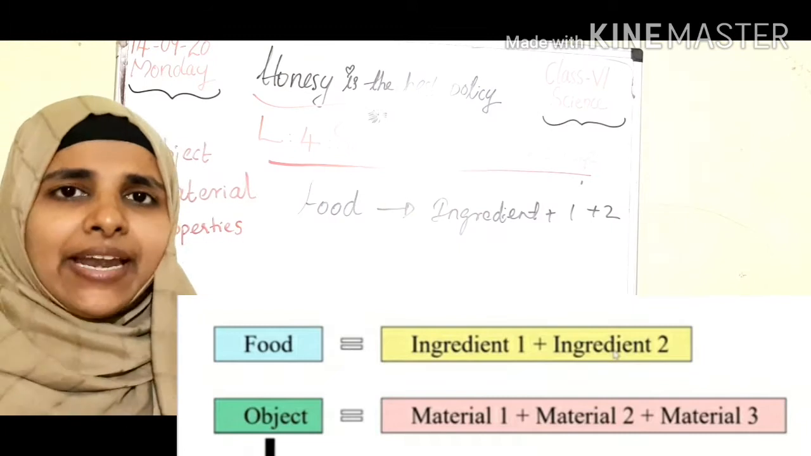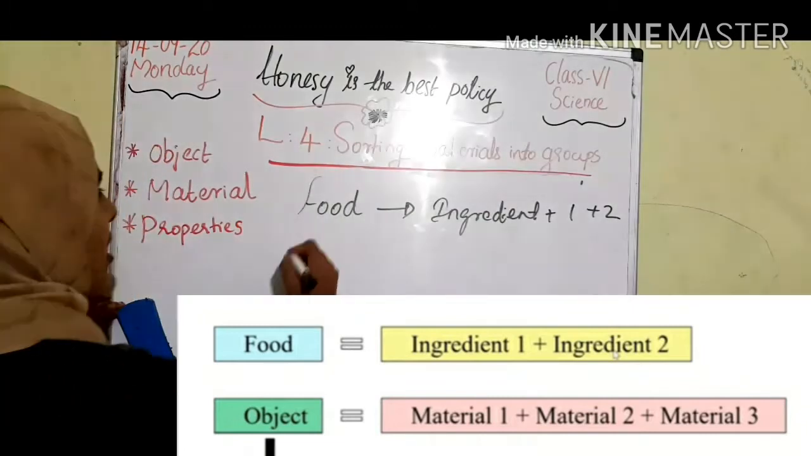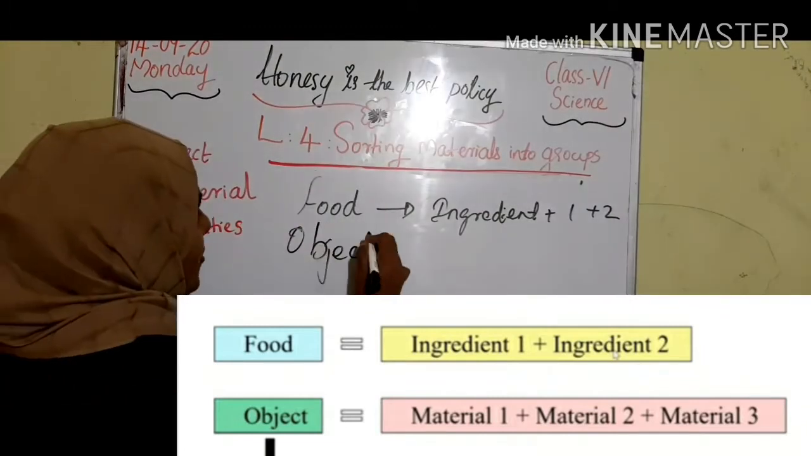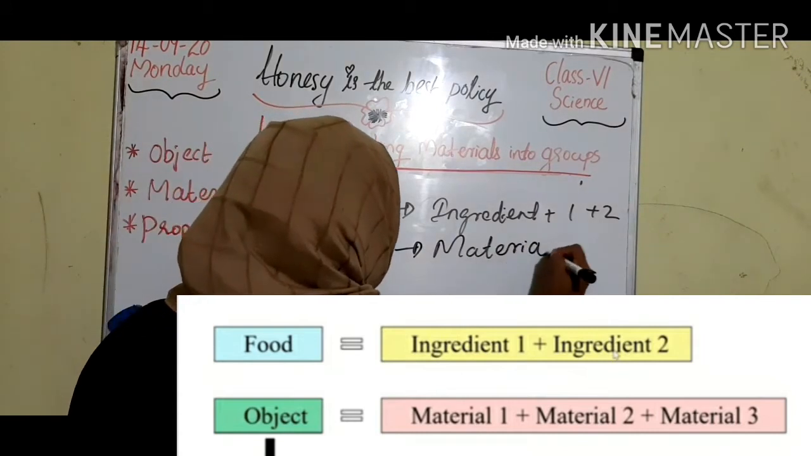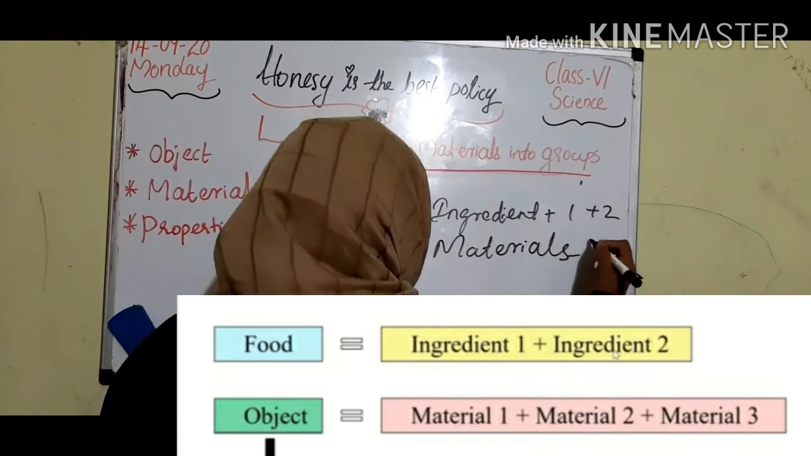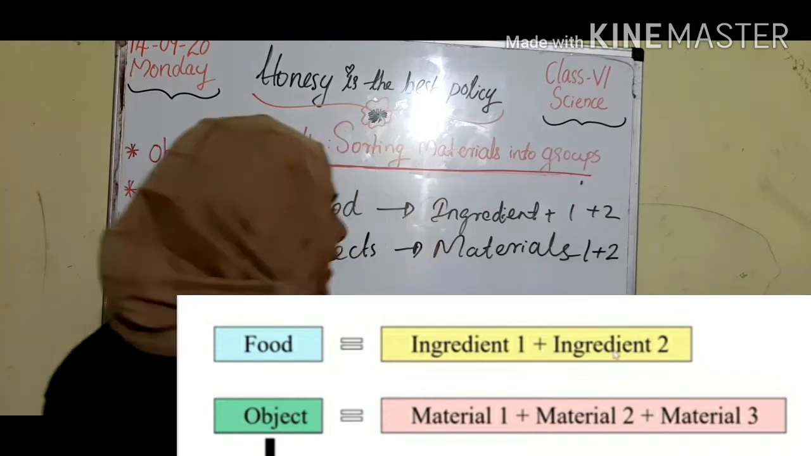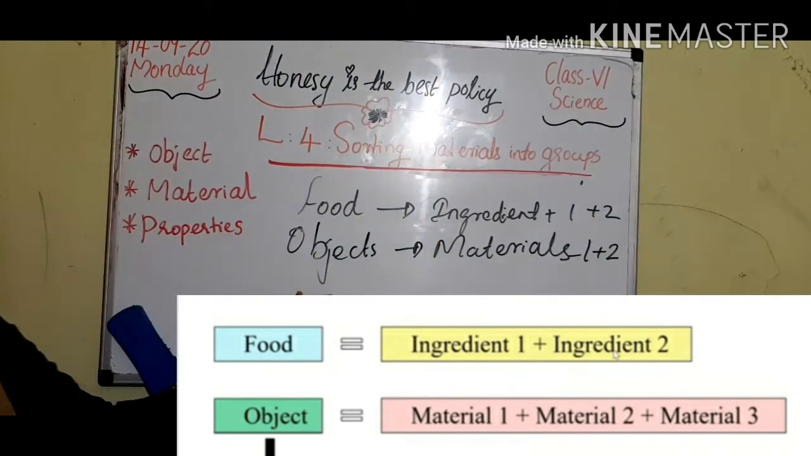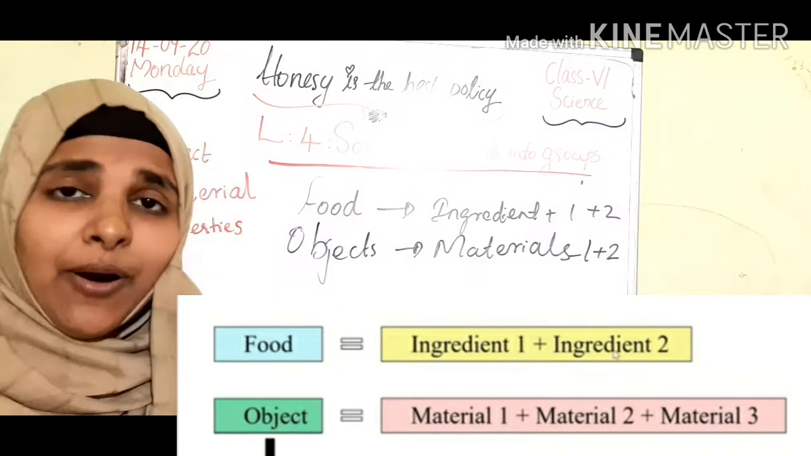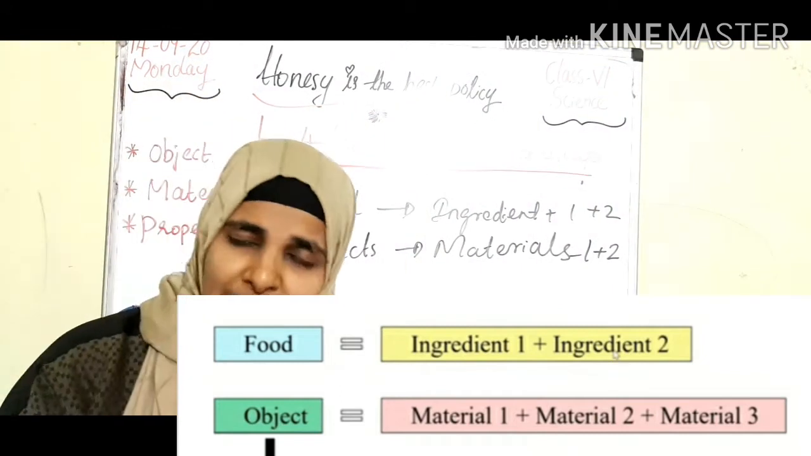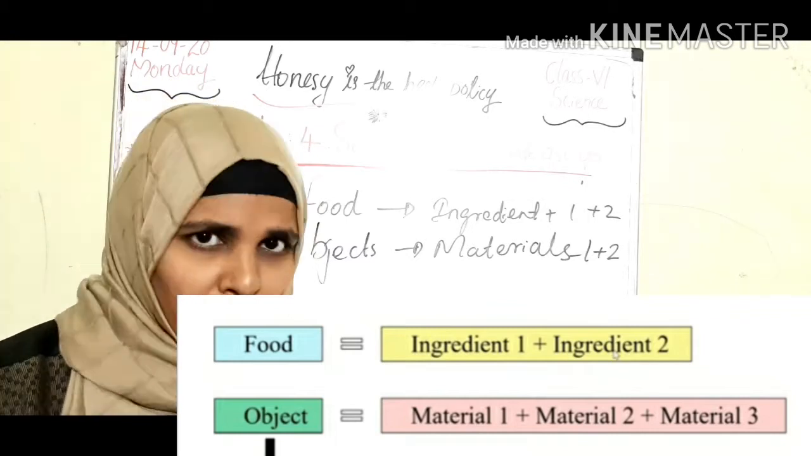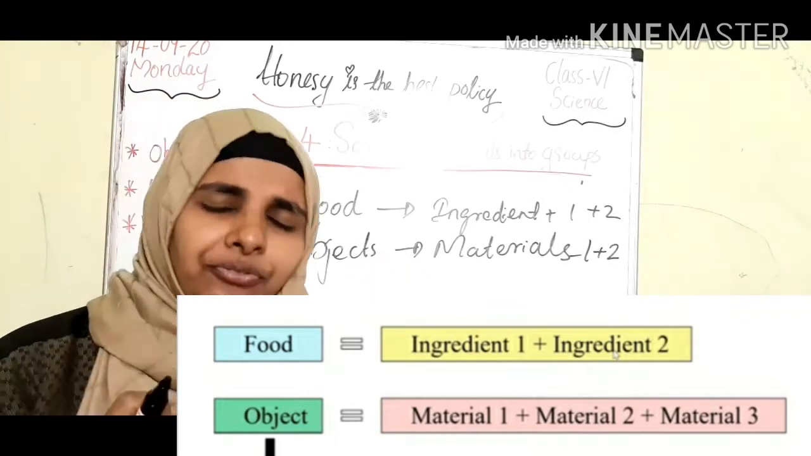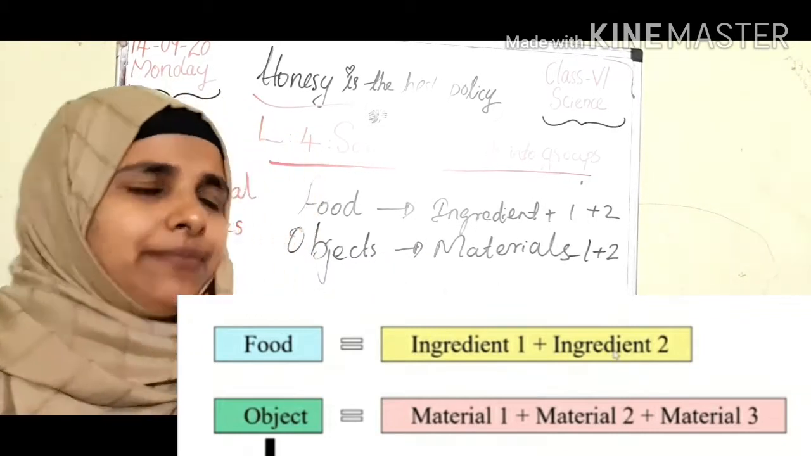In a similar manner, objects are made from different types of material, material 1 or material 2, like that. Okay. So basically I need to explain that objects are made from different types of material. Clear, all of you? Objects are made from different types of material.